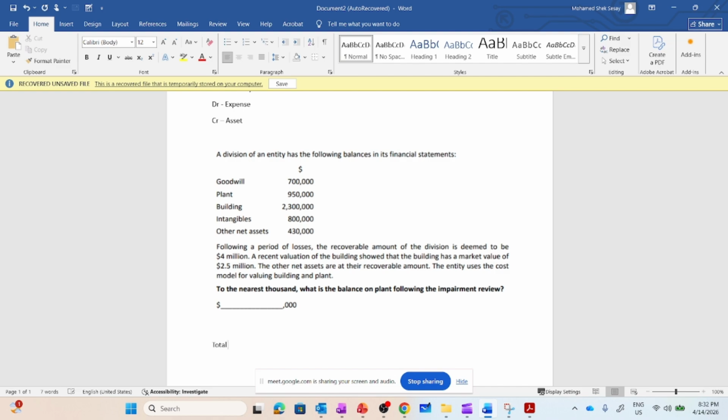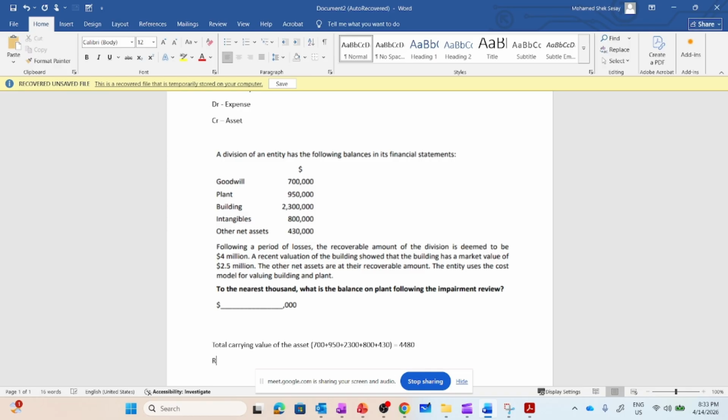So the total value of the assets will be 700 plus 950, right? Plus 2300 plus 800 plus 430. This is the value of the assets. So what is the answer? 4,480,000. 4480. We are going to take off the three zeros, right? So now we need to identify the recoverable value. This is the total carrying value of the asset.